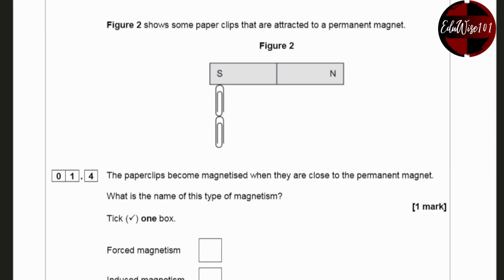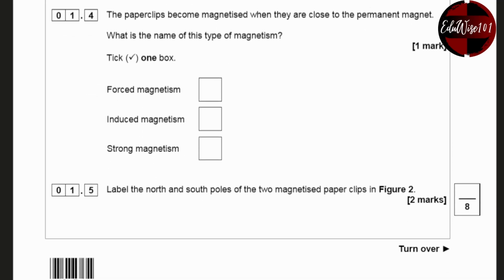Figure 2 shows some paper clips that are attracted to the permanent magnet. The paper clips become magnetized when they are close to the permanent magnet. What is the name of this type of magnetism? Now, if they are magnetized when they are close to a permanent magnet, it's not force magnetism, it is induced magnetism, not strong magnetism as well.